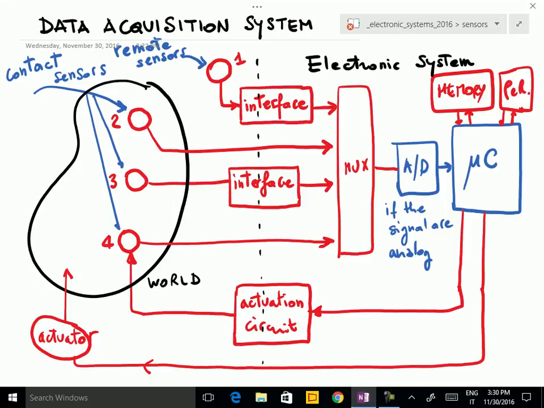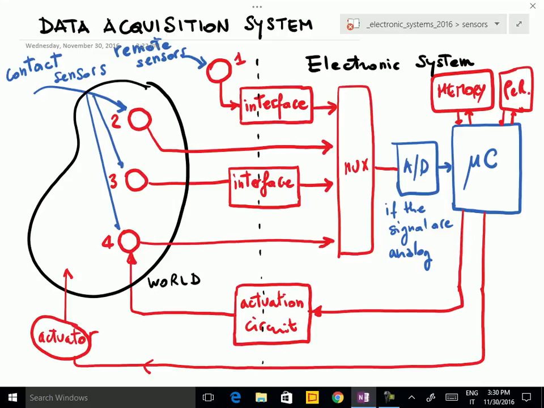In the example that I often do of a smartphone, we can have very many types of sensors. We can have, of course, the display. We can have the accelerometer. We can have the gyroscope. We have temperature sensors and so on. And of course, the signals from those sensors are sent to the microcontroller in this way.